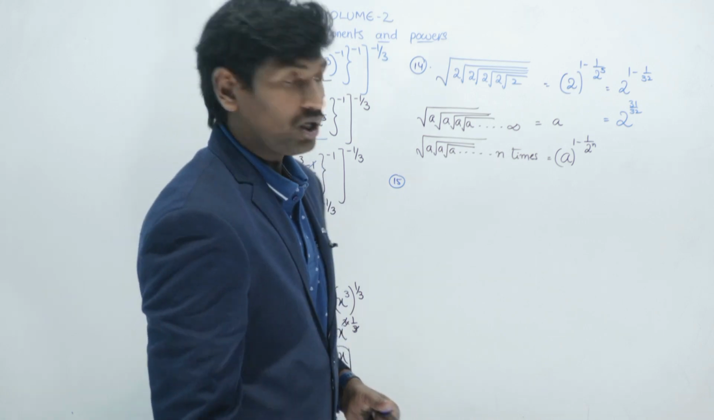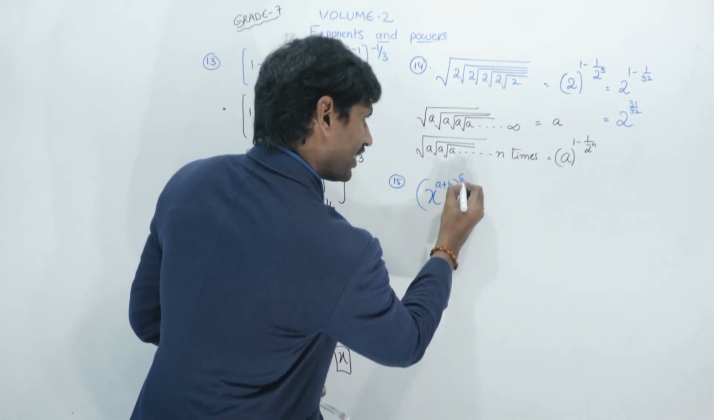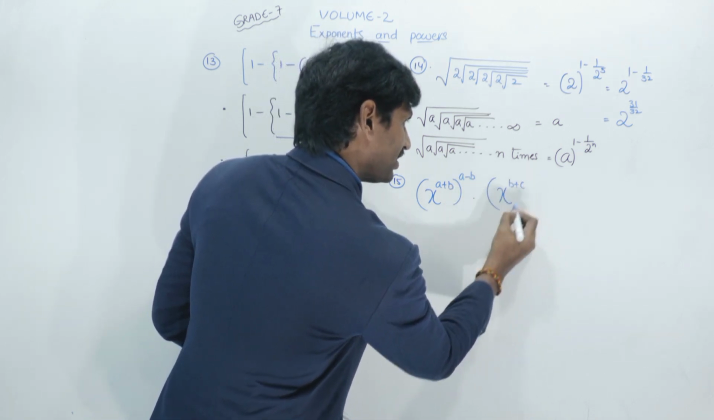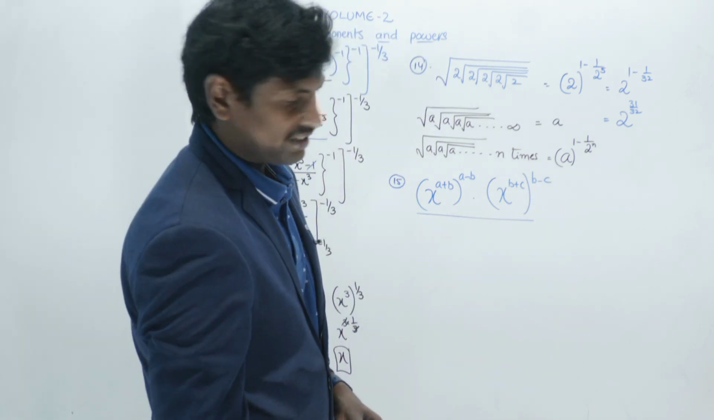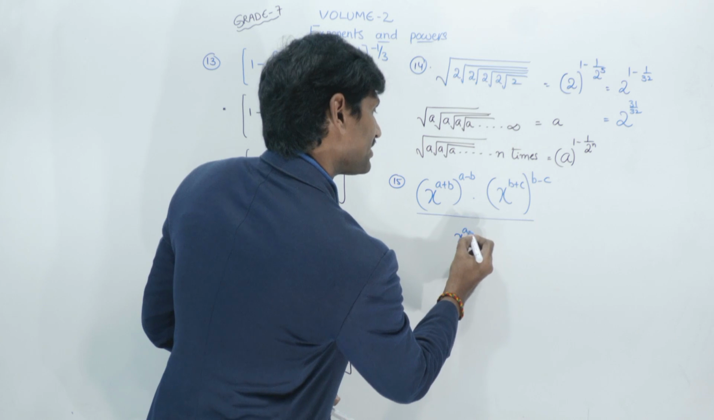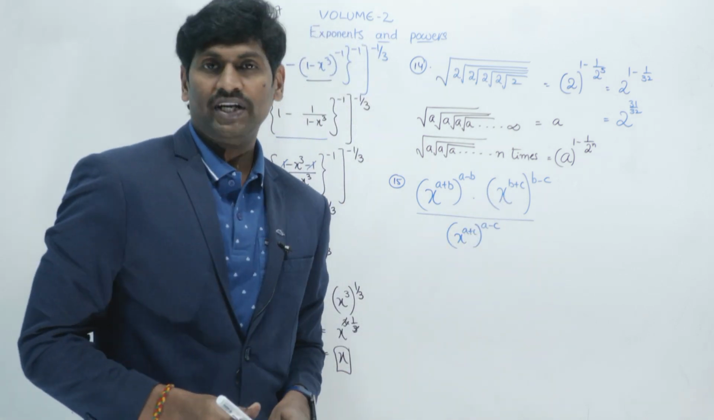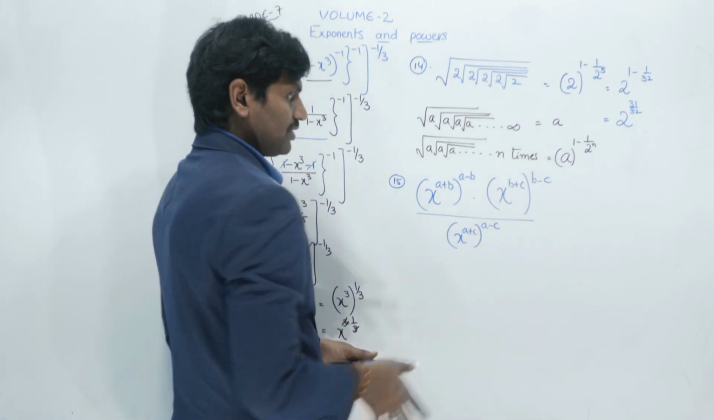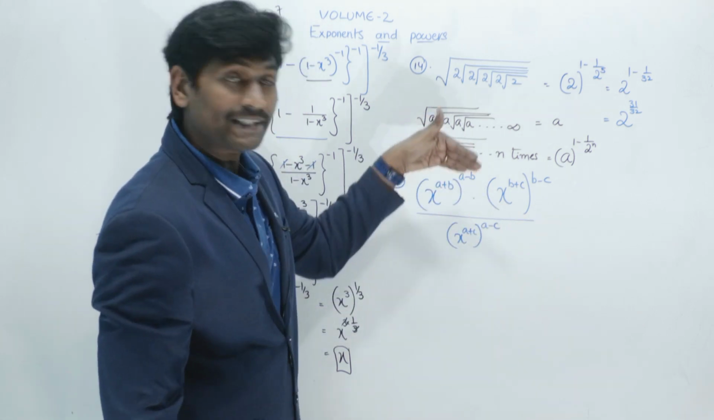So x to the power of a plus b, whole to the power of a minus b, into x to the power of b plus c, into whole to the power of b minus c, divided by x to the power of a plus c, into the whole to the power of a minus c. So we need to identify this value. Let us see each and every term. If you take x, every x term has two exponents.